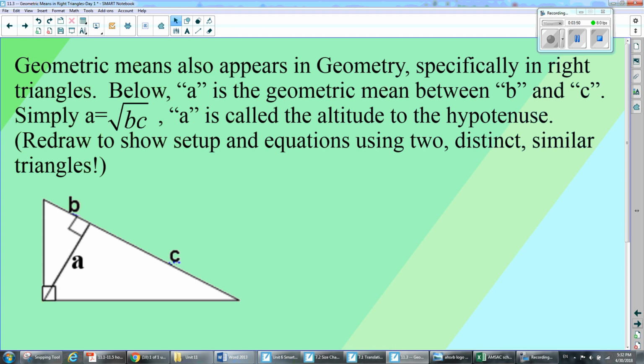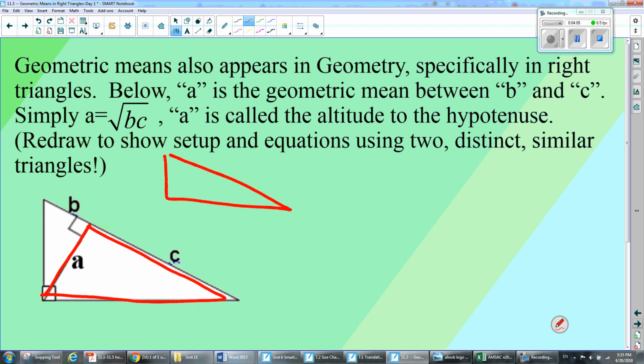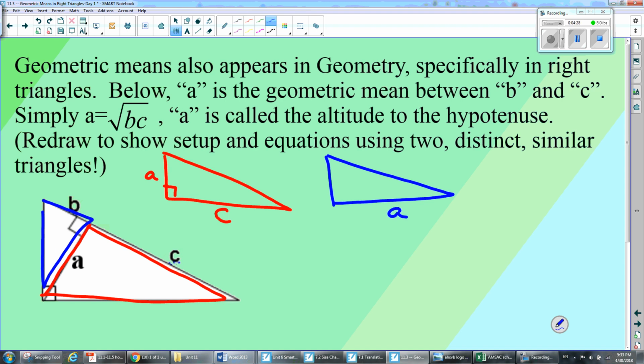This comes from the proportions. When I think about these triangles, I can split it up into two smaller triangles. I'm going to draw those two smaller triangles the same. I can see in one triangle, I have C as my long side, A as the shorter side. I see in my blue triangle that A is now the longest side. B is now my shortest side.